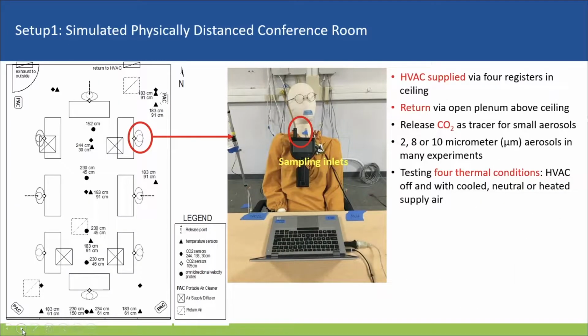The eight thermal mannequins each provided about 100 watts of heat power to mimic the human thermal plume. We have a laptop in front of each mannequin to mimic the work condition. We have HVAC supplied via 4 registers on the ceiling, with return via an open plenum above the ceiling. We release CO2 as the tracer for smaller aerosols. We also release 2 to 10 micrometer aerosols in many experiments. We test the HVAC in 4 thermal conditions: with HVAC off, and with cool, neutral, and heated supply air. Next slide, please.